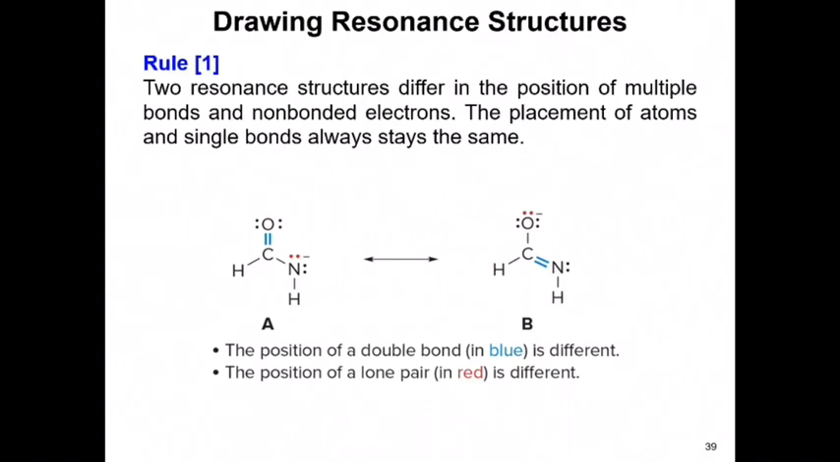So how do we draw resonance structures? The first step is to draw one Lewis structure of the molecule or ion, and then locate the position of the atoms, the lone pairs of electrons, as well as any double or triple bonds. The reason why is because the atomic arrangement does not change. The only thing that's changing is the location of the electrons. It could be a bonding electron or lone pairs of electrons. So this brings us to rule number 1. 2 resonance structures differ in the position of multiple bonds and non-bonded electrons. The placement of atoms and single bonds always stays the same.